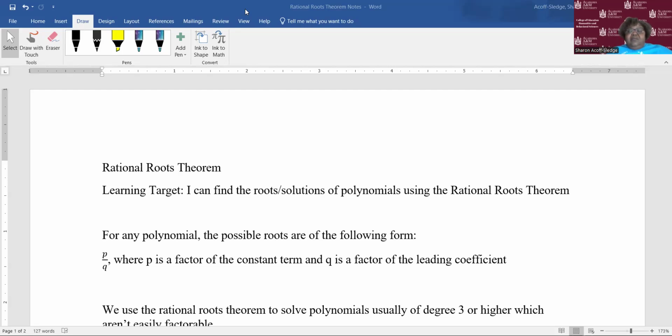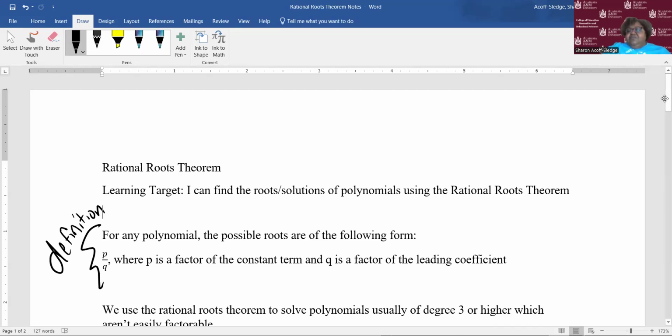Now, the rational root theorem says, and this is the formal definition here. You might want to put "definition" next to it because you will see that in the vocabulary portion of any assessments that we do. So for any polynomial, the possible roots are of the following form: P over Q, or P divided by Q, where P is a factor of the constant term and Q is a factor of the leading coefficient.